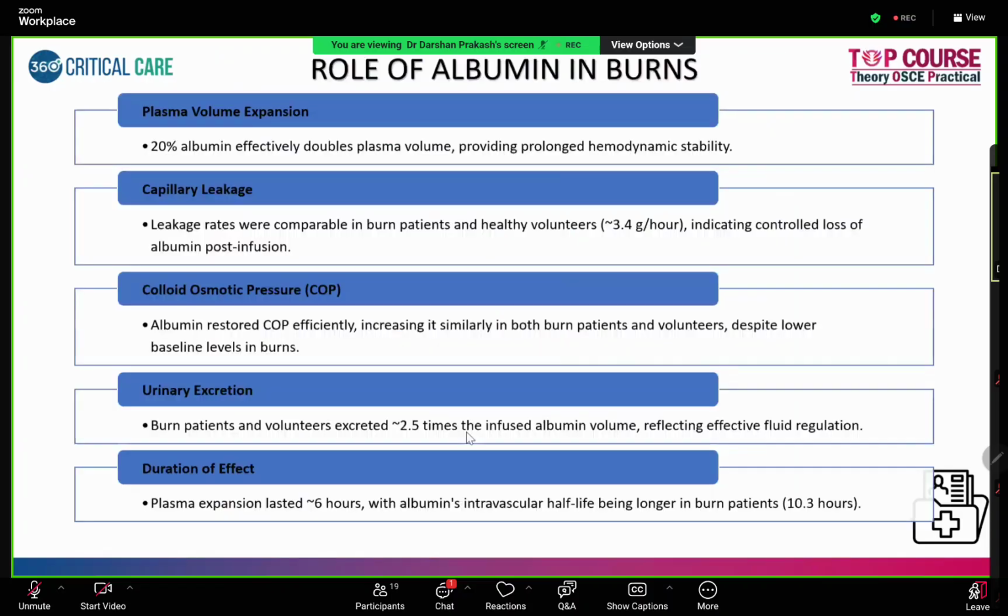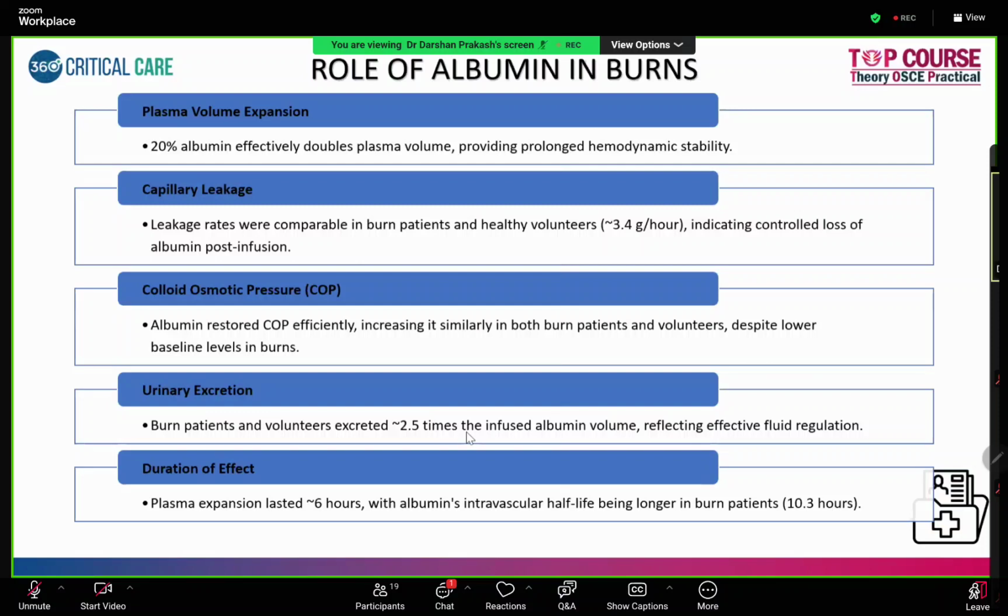Coming to the role of albumin, we mentioned in the previous algorithm and in the formulas mentioned earlier, that is your Brooke formula, etc., where they use colloid, the most common colloid they have used is albumin. And mind you, whenever I speak of albumin, it is 4.5% albumin, which has been tried in many trials. Usually the advantage is plasma volume expansion. The thing mentioned in most of the trials is 20% albumin or 5% albumin, not the 4.5% albumin. So remember that.